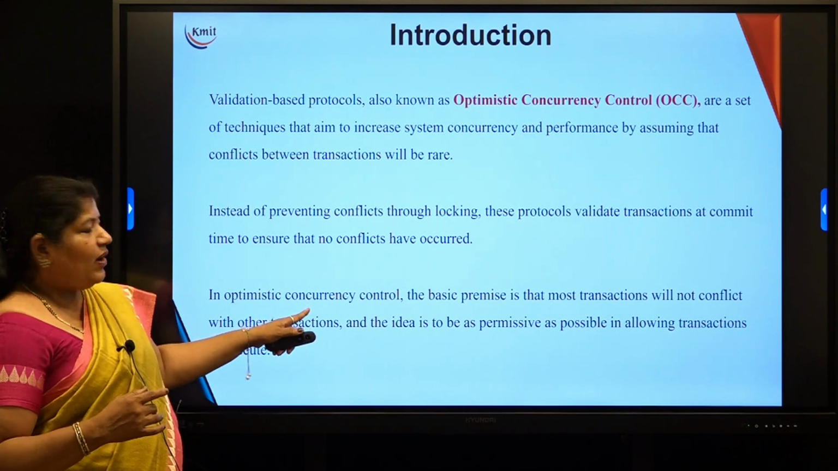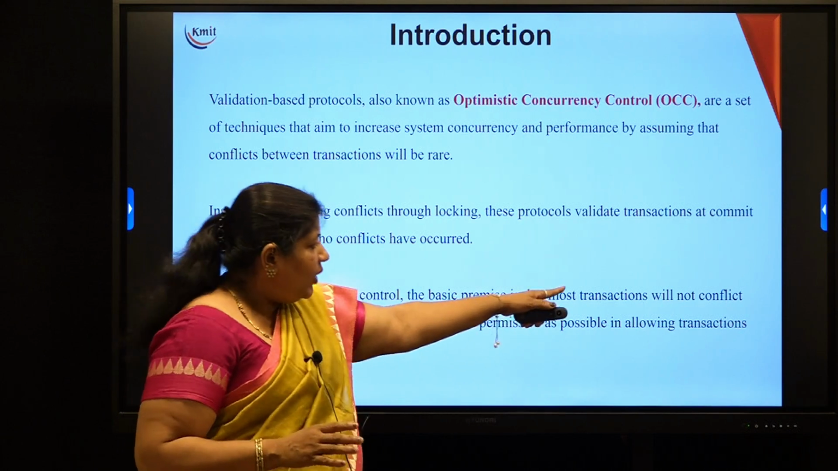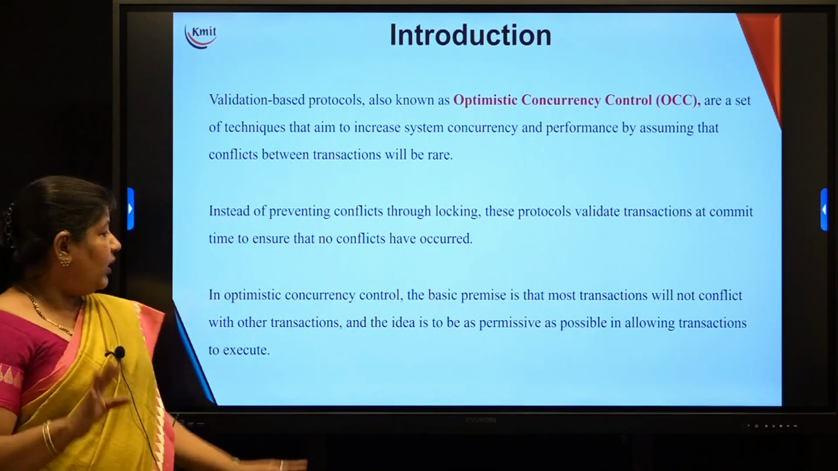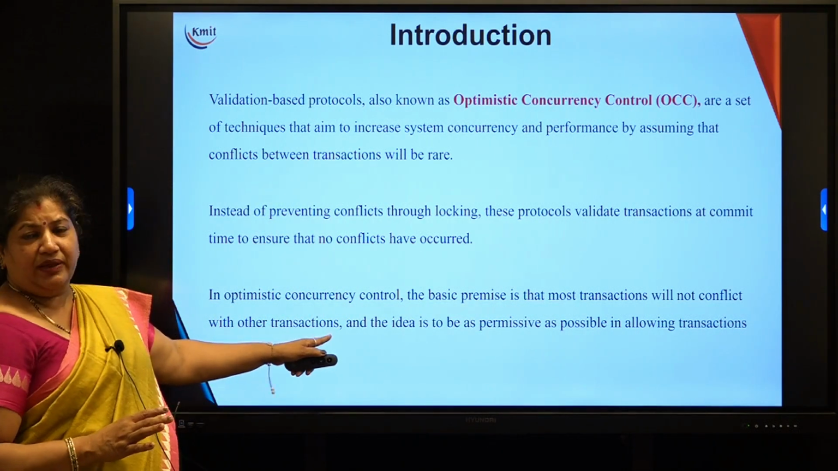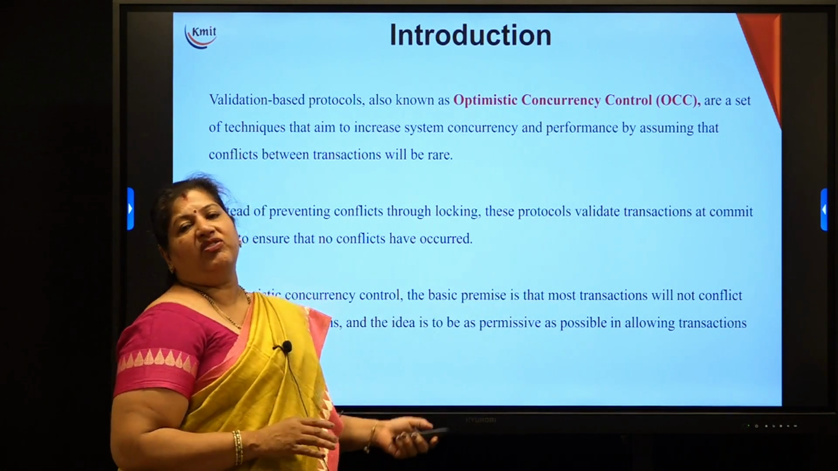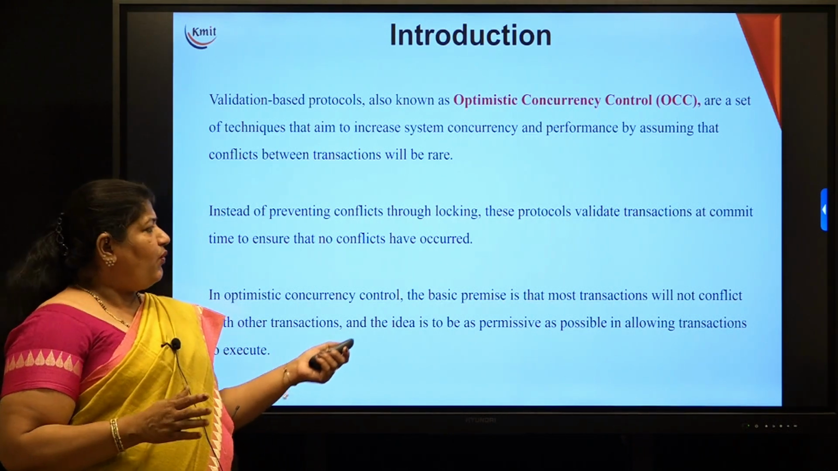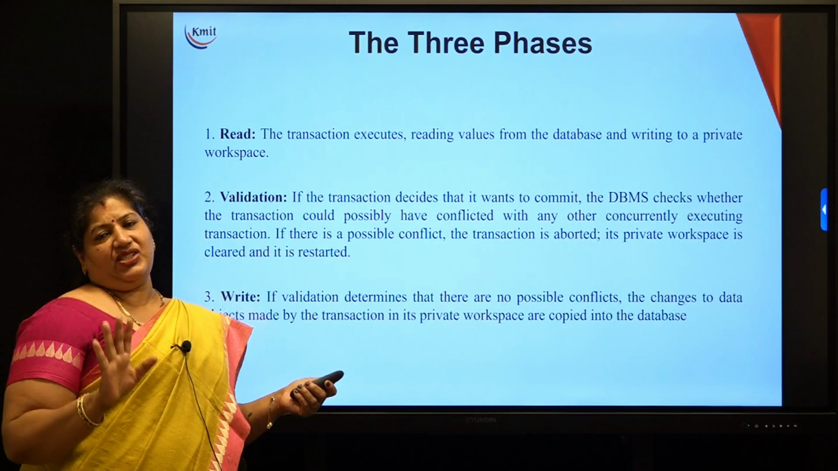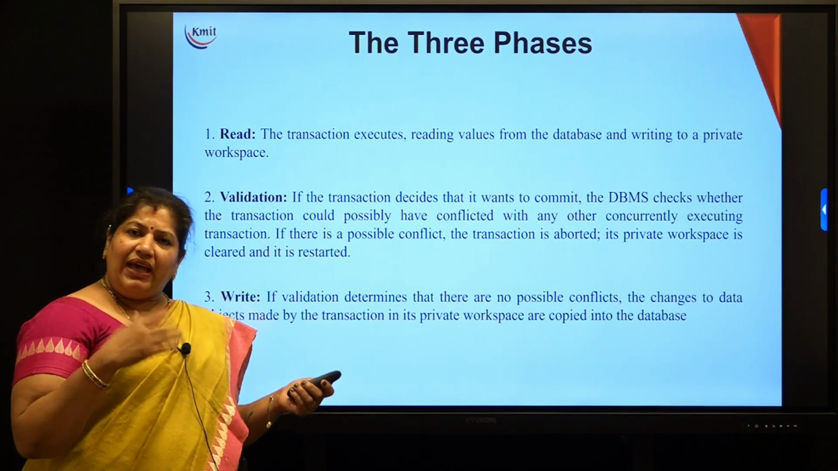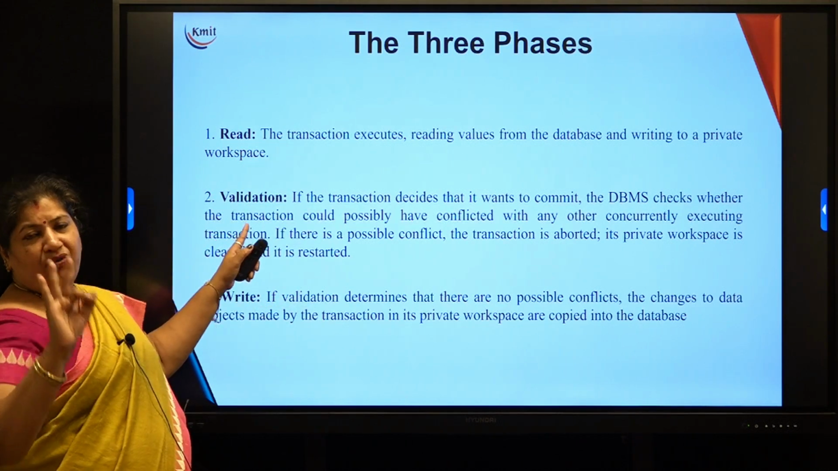So remember, in optimistic concurrency control, the basic premise is that most of the transactions will not conflict with other transactions. So the idea is to be as permissive as possible, allowing the transactions to execute. You let them execute. Before committing, check whether it has conflicted. If yes, you abort, otherwise you proceed. So it divides into three different phases.